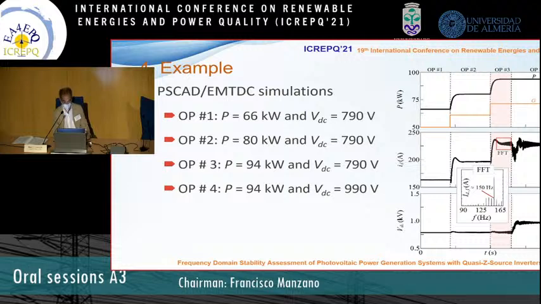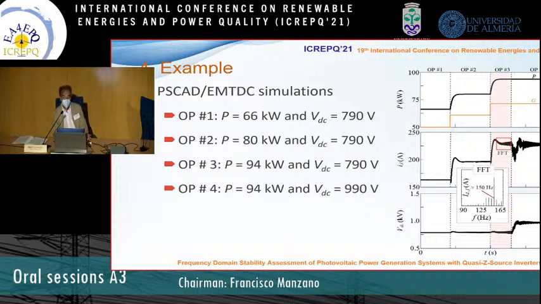At this third operating point, you can observe that the system becomes unstable. And the frequency of these oscillations is just the 150 Hz, which is predicted by the studied stability methods. In order to recover the stability, in the fourth operating point, we increase the DC voltage until 990 volts, and the system again goes back and returns to the stability situation, as the stability criterions predict.